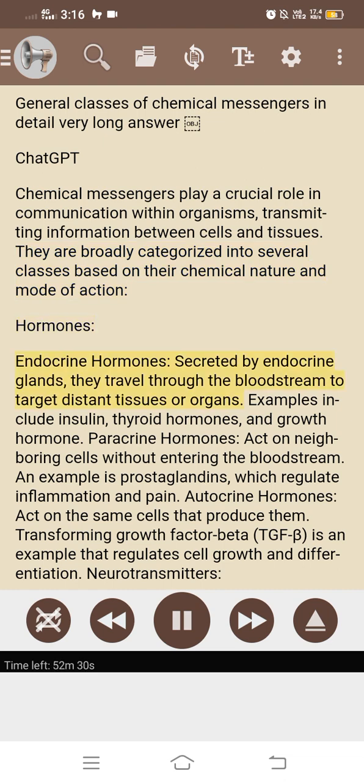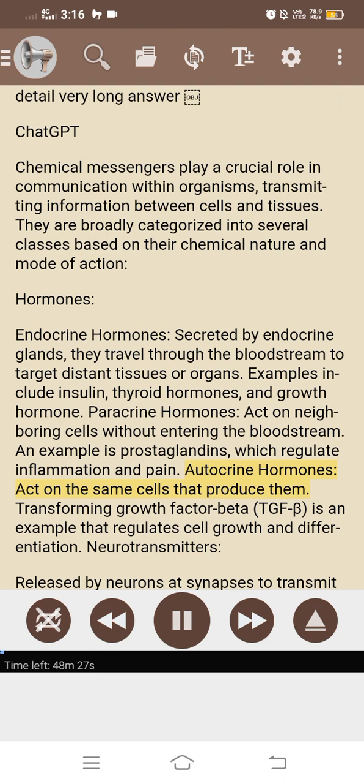Hormones. Endocrine hormones, secreted by endocrine glands, travel through the bloodstream to target distant tissues or organs. Examples include insulin, thyroid hormones, and growth hormone. Paracrine hormones act on neighboring cells without entering the bloodstream. An example is prostaglandins, which regulate inflammation and pain. Autocrine hormones act on the same cells that produce them.